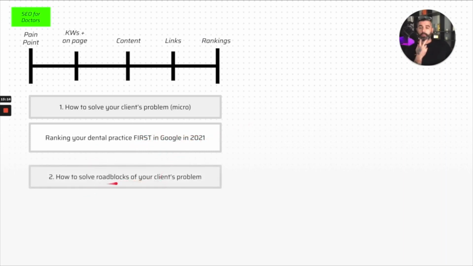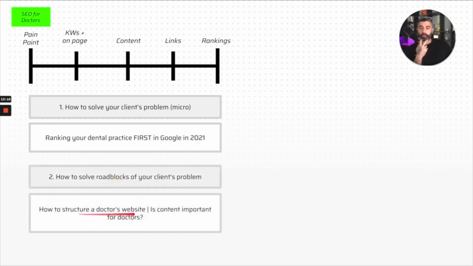So moving to the next one, how we're going to solve the roadblocks: how to structure a doctor's website, right? When it comes to keywords and on-page, a lot of this is going to be structuring. And again, we always want to keep this in the language of the target customer here. So really digging in, I don't work with dentists, right? Or doctors, sorry, whatever this is here. But whatever we're looking at here, and I apologize, this is dental doctors, but you get the idea here, right?